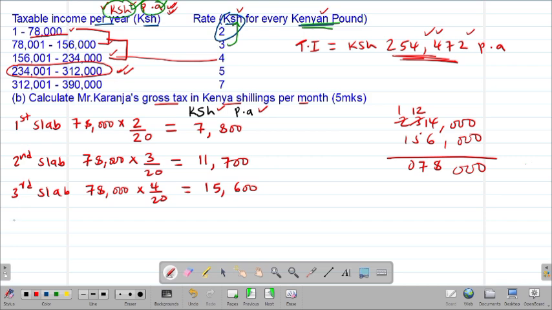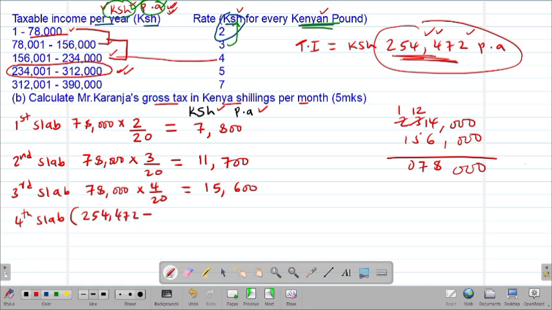312,000 shillings. So that means in our fourth slab, which is our last slab, we are going to take the taxable income, which was this amount here, 254,472. Then we are going to less the amount that is coming immediately before the last slab. So we'll subtract from this amount 234,000. The tax rate in the fourth slab is 5. So we're going to multiply by 5 over 20.